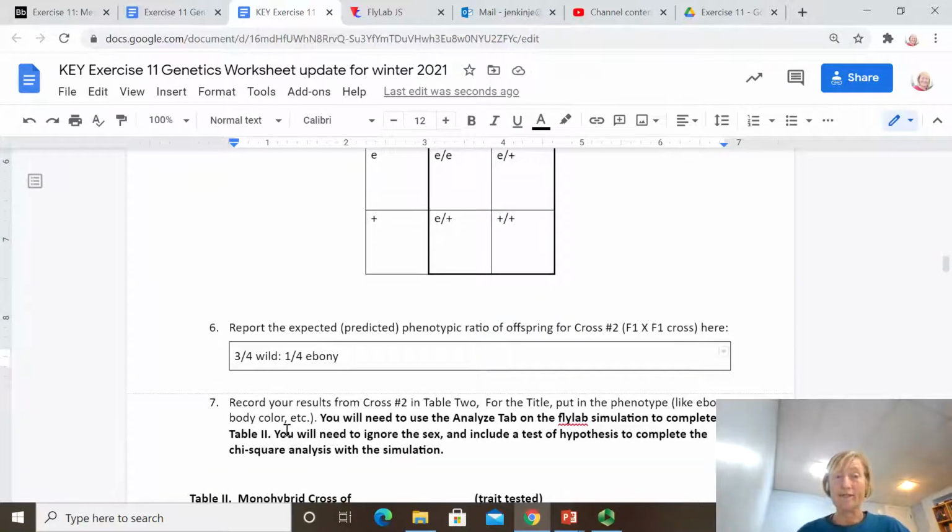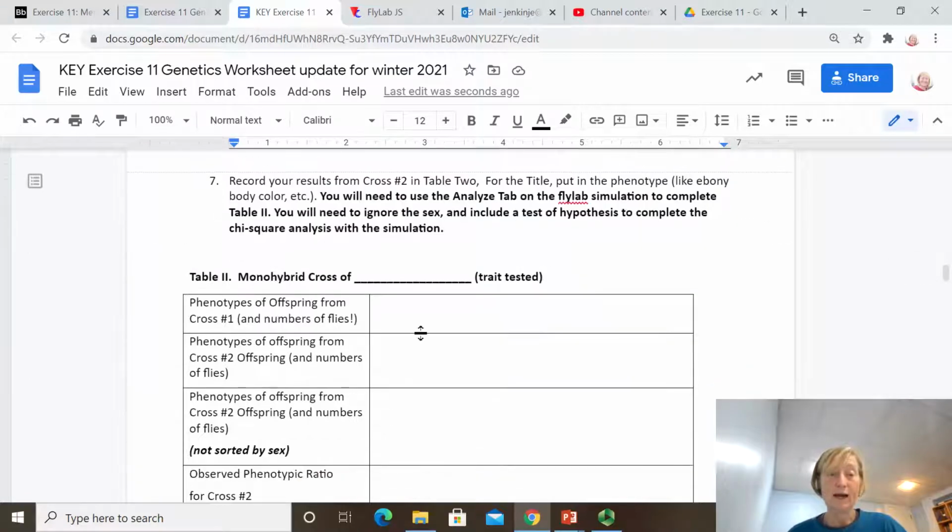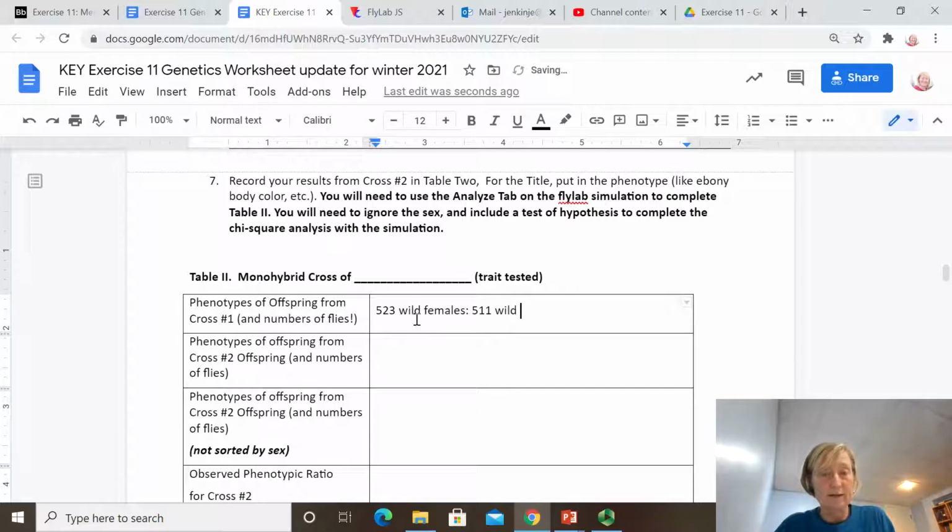Now I'm going to actually run cross number 2 and write down the results in table 2. You will need to use the Analyze tab on the flylab simulation to complete table 2. You will need to ignore the sex and include a test of the hypothesis. Okay, so we have to complete table 2. We've already added in the first row. I think I had 523 wild type females and 511 wild type males. You're going to have different numbers.